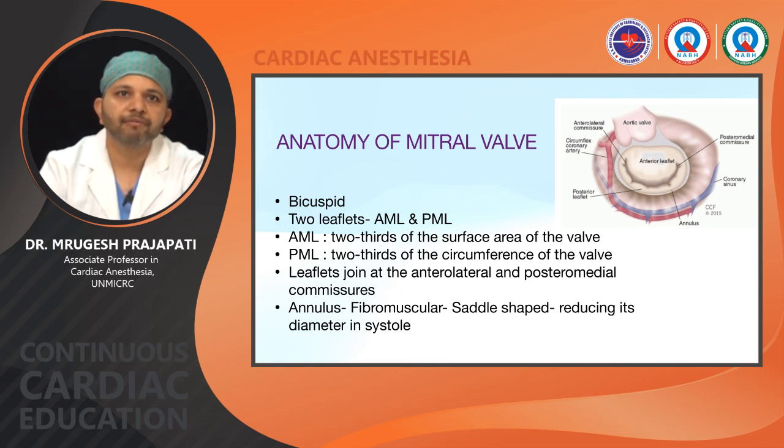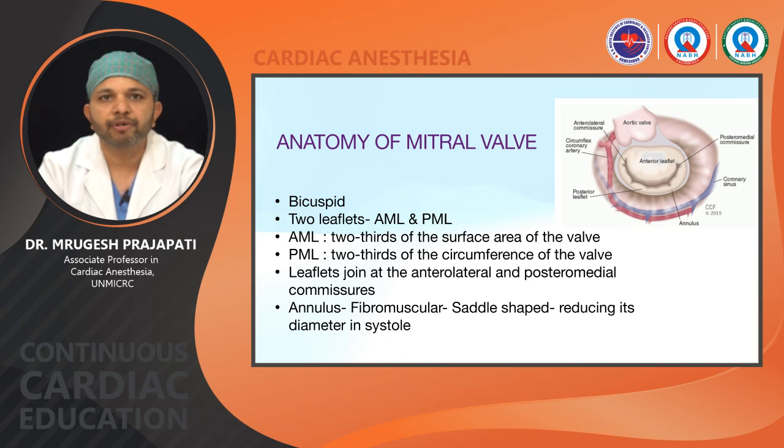Basically, the mitral valve is a bicuspid valve. It has two leaflets named the anterior mitral leaflet and the posterior mitral leaflet. The anterior mitral leaflet covers 2/3 of the surface area of the valve and 1/3 of the circumference of the valve, while the posterior mitral leaflet covers 2/3 of the circumference of the valve and 1/3 of the total surface area of the valve. These leaflets join at the anterolateral and posteromedial commissures.